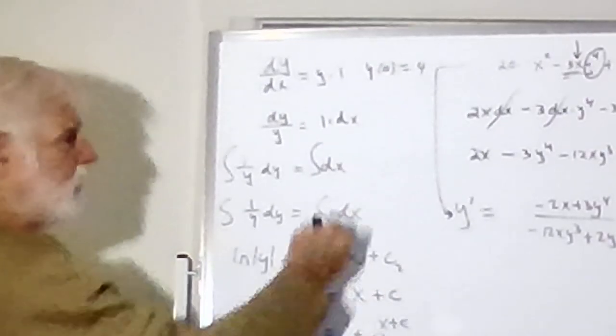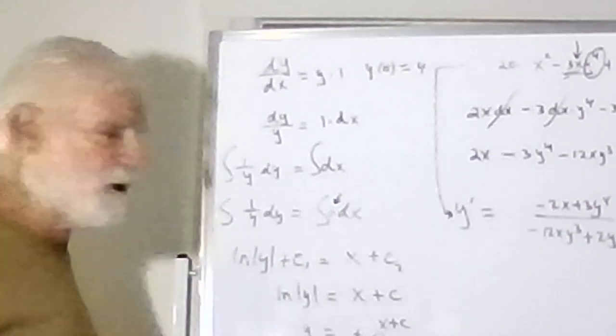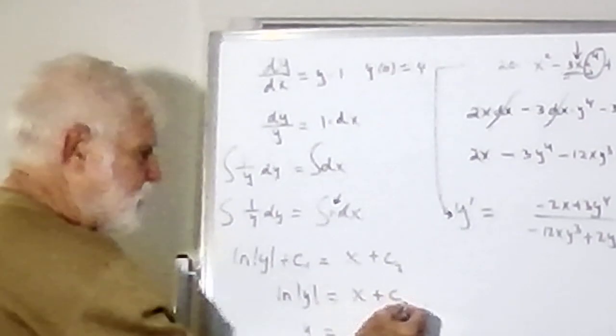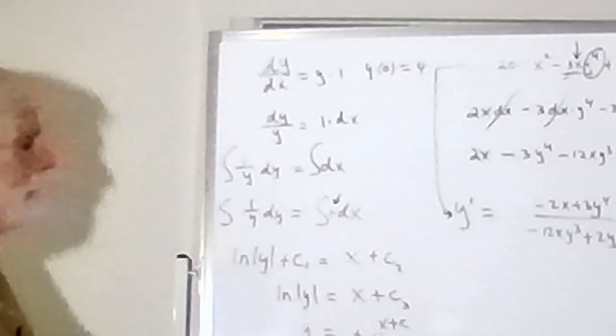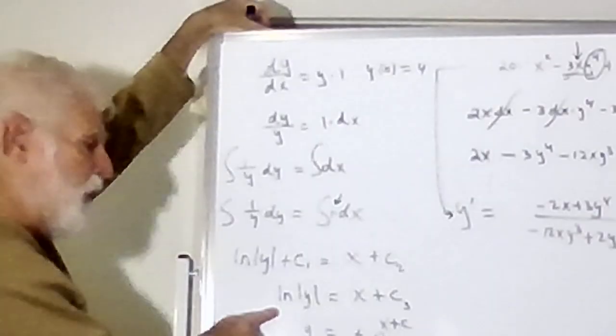What's the derivative of x? 1. So always going up. y equals x is going up at a 1-to-1 ratio. All right, so we can put the c1, c2 together and get c3, and let's just call it c. Now we're back to algebra. How do you solve ln functions? e to the, all right?